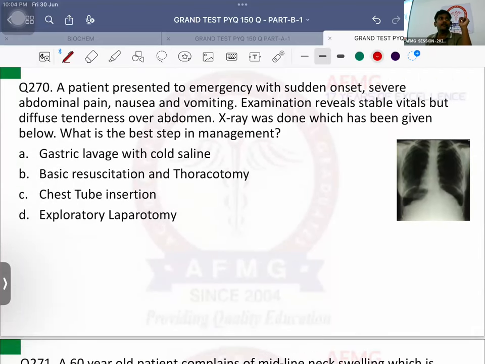Okay. What is contraindicated in congenital diaphragmatic hernia? Ambu bag. Okay. A patient presented to emergency with sudden onset, severe abdominal pain, nausea and vomiting. Examination reveals stable vitals. Okay. But diffuse tenderness over the abdomen. X-ray was done, which has been given below. Okay. What is the best step in management?